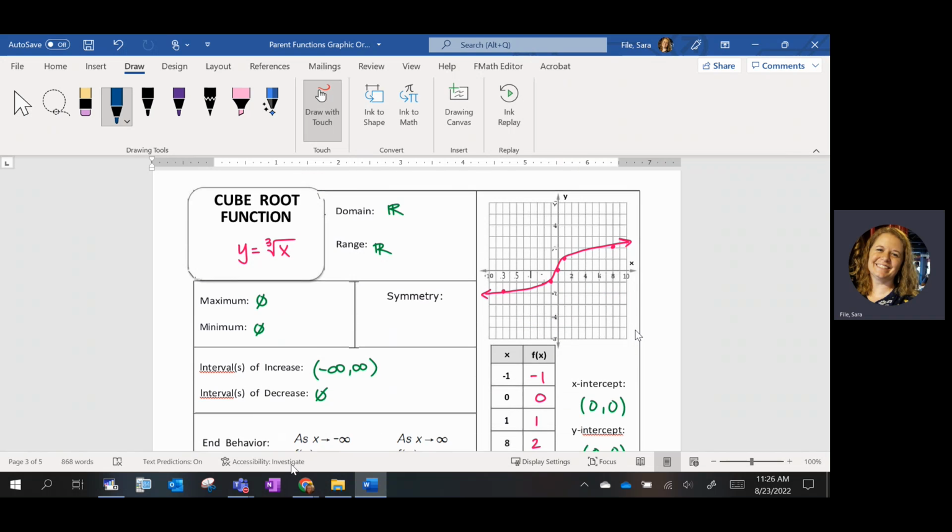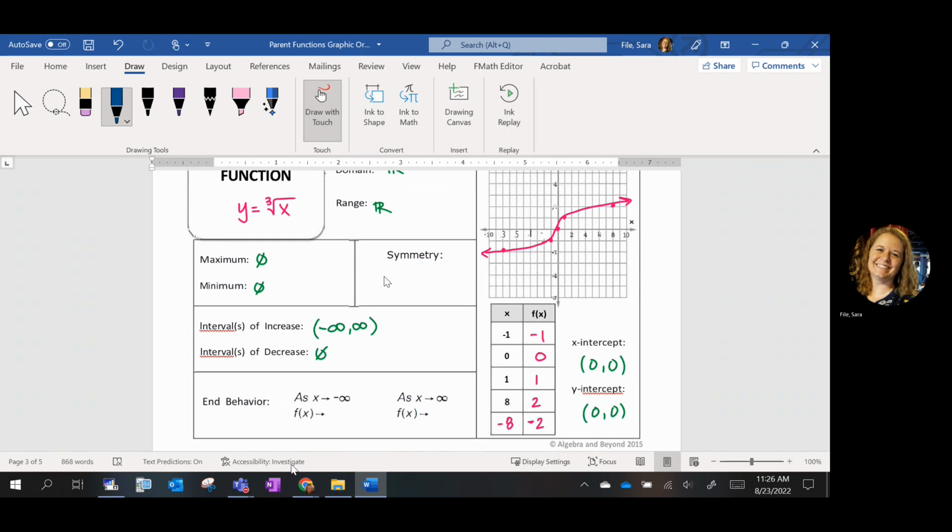All right, cube root, any symmetry? Good, origin symmetry again. Okay, as x approaches negative infinity, so the left end of this graph, what's f of x approaching? Negative infinity as well. Right side? Positive infinity, good.